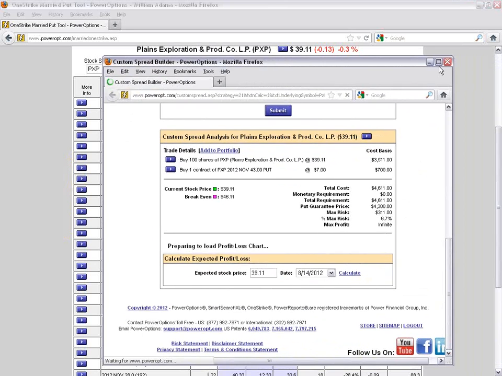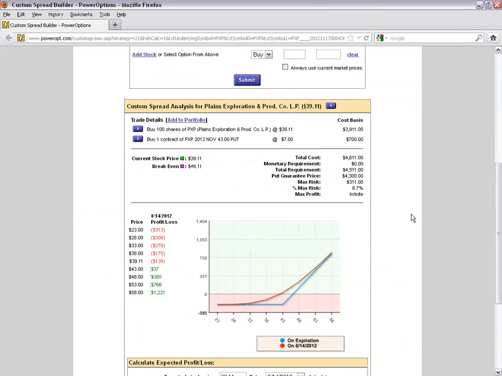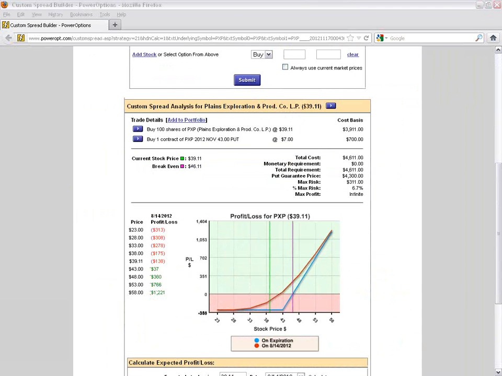Of course, the profit and loss chart gives us a static view on this position. Let's quickly review, if we just did 100 shares of this position, what we'd have. Well, we'd have stock at $39.11. We're buying a November 43 put, and we saw that it has about 190 days to expiration for $7. Our total investment would be $46.11, but we're guaranteed an exit of $43 per share. So our maximum risk is $311 on this position, or 6.7%.